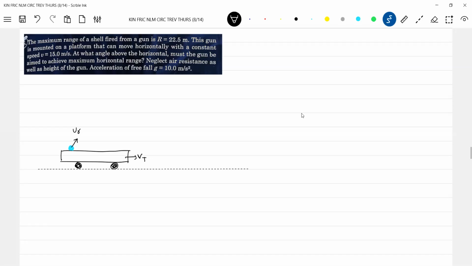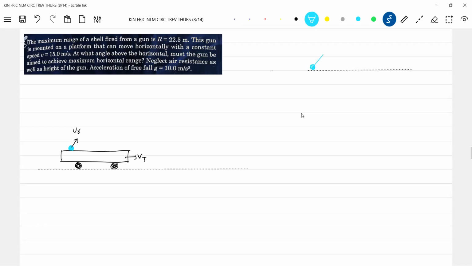At what angle above the horizontal must the gun be aimed to achieve maximum horizontal range? Again, the maximum range of a shell fired from a gun is R equal to 22.5 meter. This gun is mounted on a platform. I think there are two different things here. On the ground, when I fire it, there's a gun.